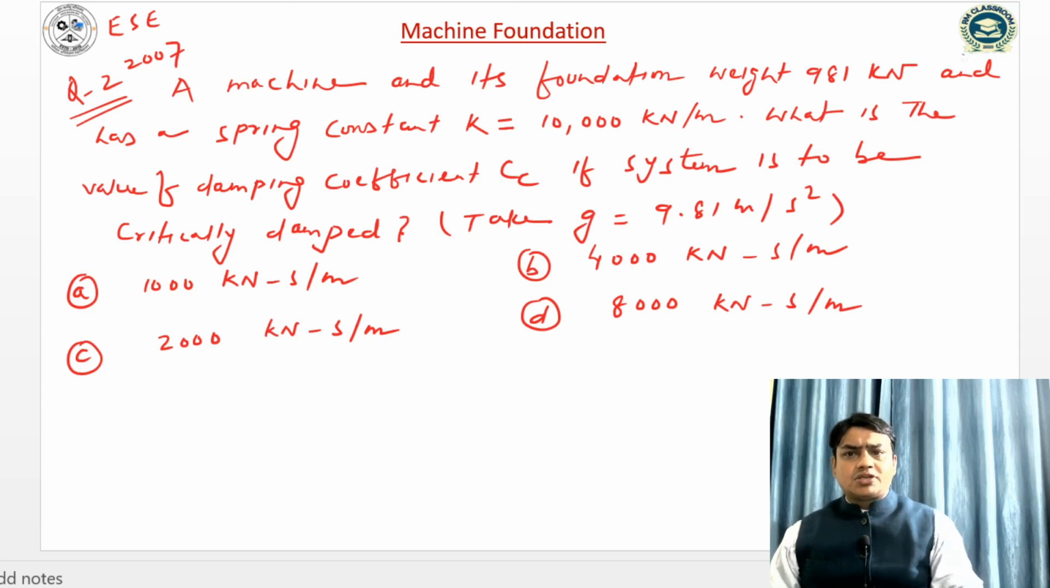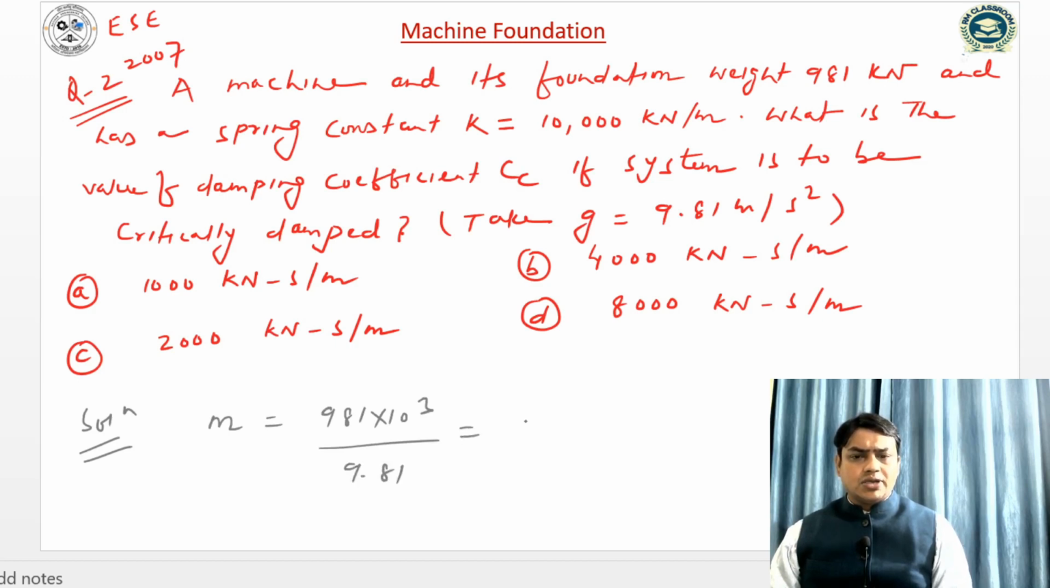A machine and its foundation weigh 981 kilonewton, and has a spring constant K equal to 10,000 kilonewton per meter. What is the value of damping coefficient if the system is to be critically damped? Take the value of acceleration due to gravity as 9.81 meter per second square. Firstly I will compute the mass of the rigid body: 981 into 10 to the power 3 divided by 9.81, so it will be 10 to the power 5 kg.